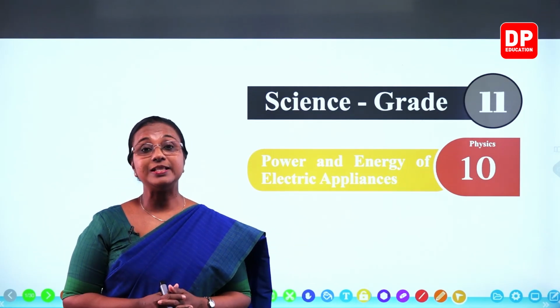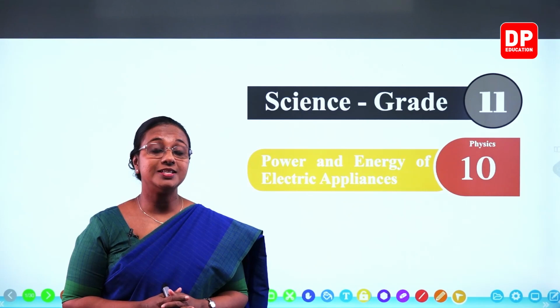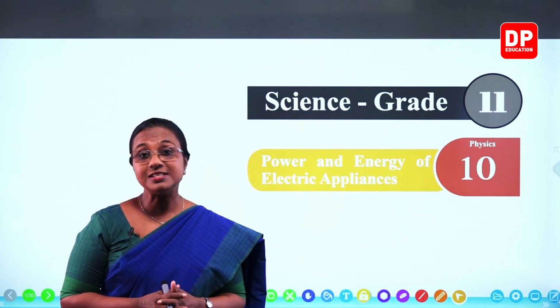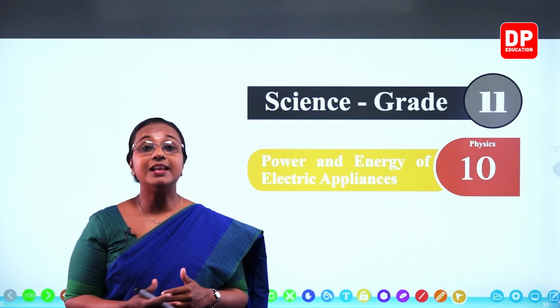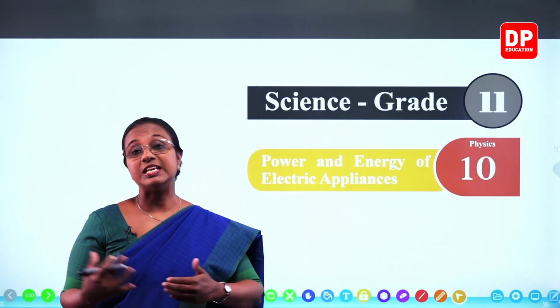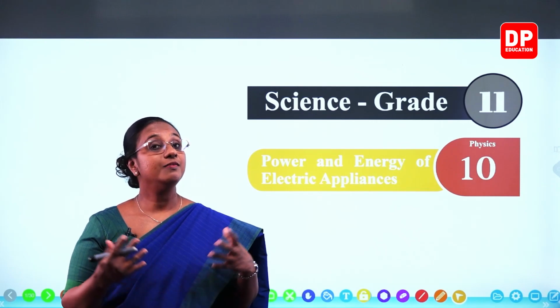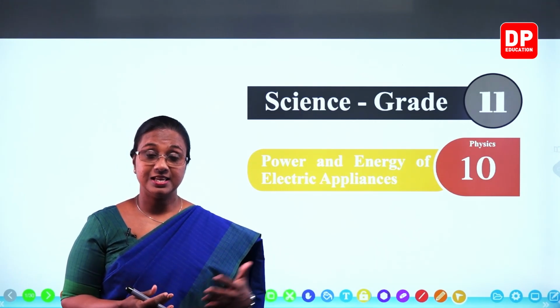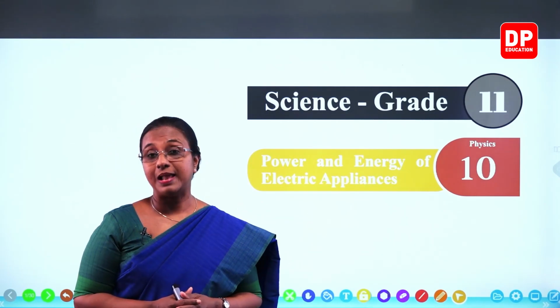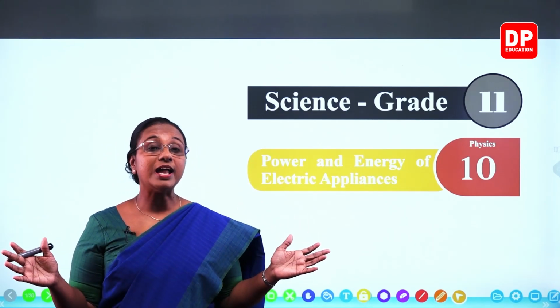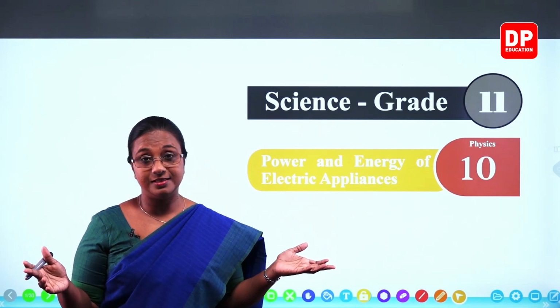Now you are familiar with electricity. You all know what electricity is. We have learned static electricity, current electricity. So when current electricity is used in our day-to-day life, we call those devices that use current electricity as electric appliances. Now, if you look at your household, there are so many things.